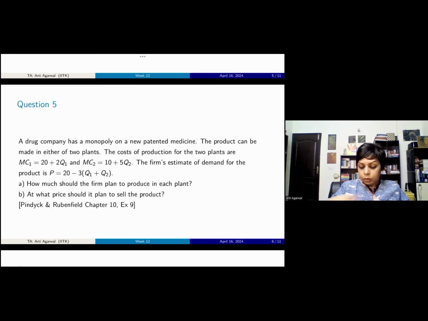Okay, so does anyone want to attempt and just tell me what the approach will be for this question?